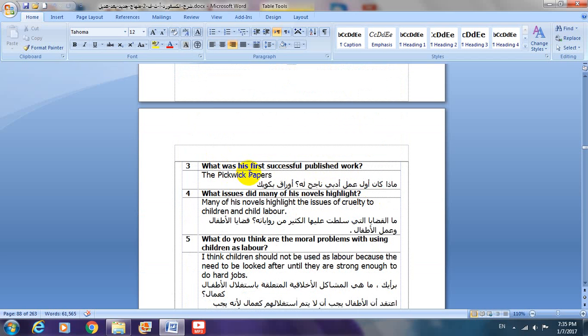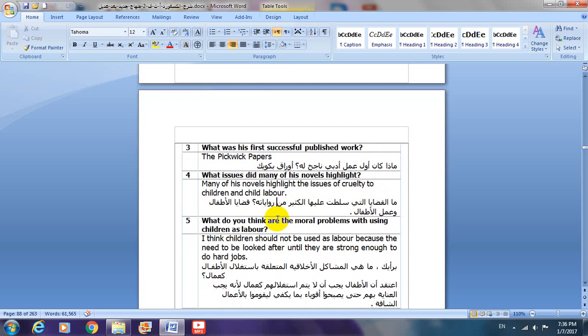3. What was his first successful published work? The Pickwick Papers. 4. What issues did many of his novels highlight? Many of his novels highlight the issues of cruelty to children and child labor.